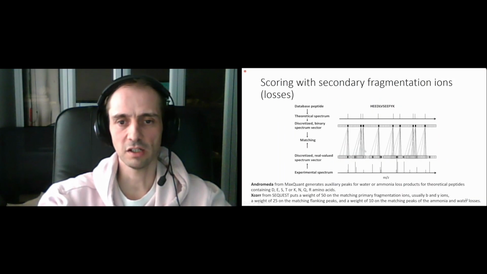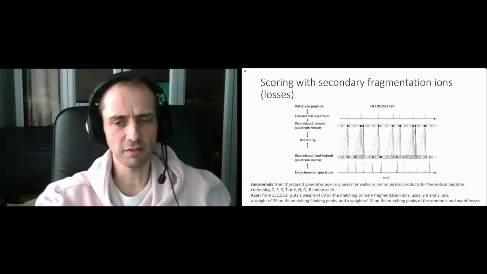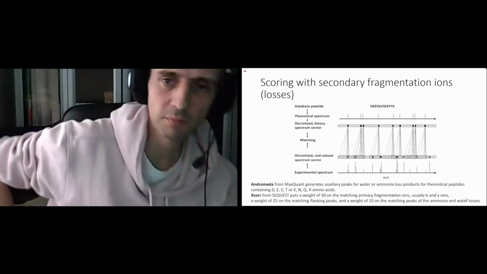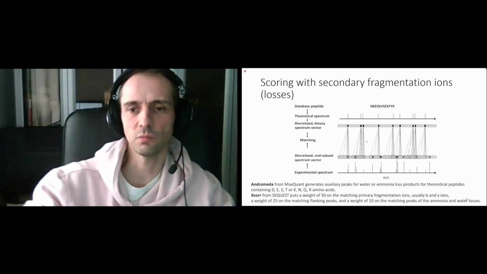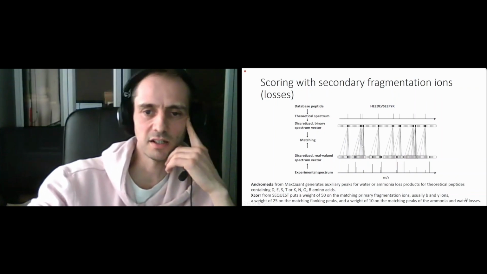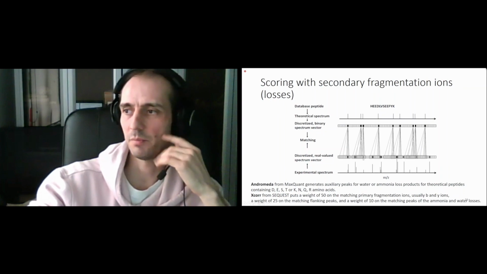And also you can include double charged peaks, single charged peaks. It's very, very technical, but basically you can improve your scoring considering these more closely related peaks to the major or the primary fragmentation peaks.